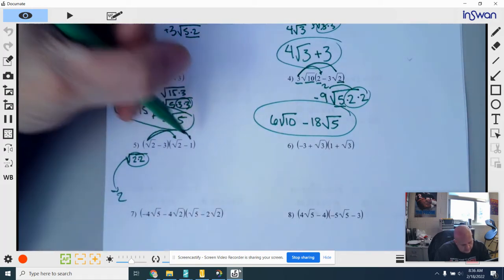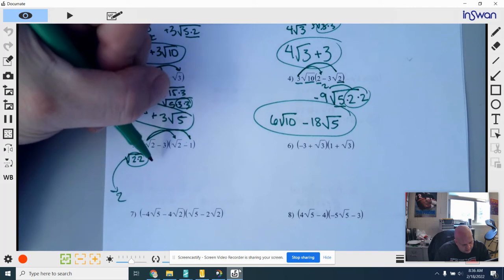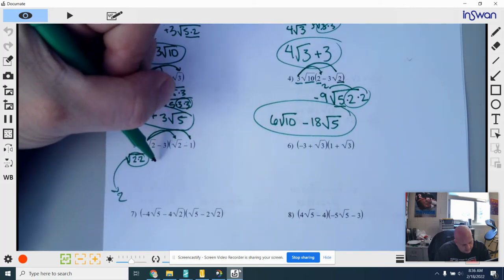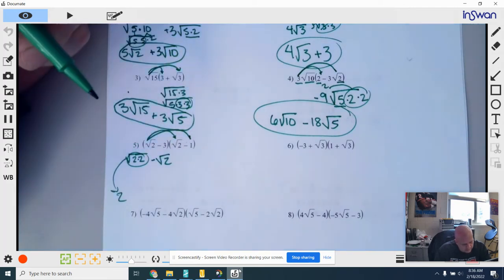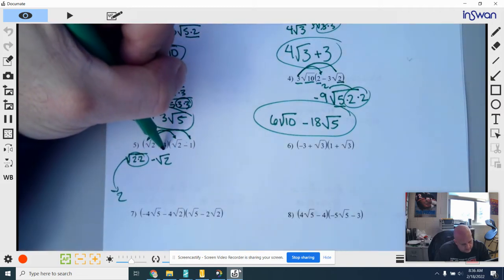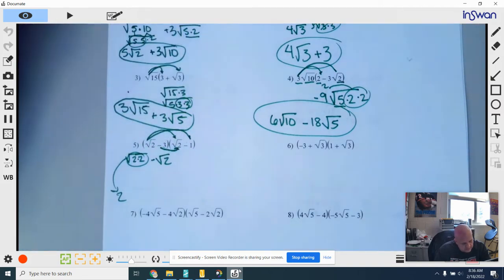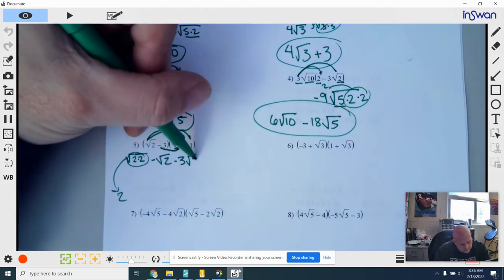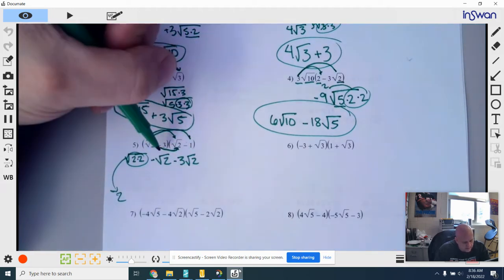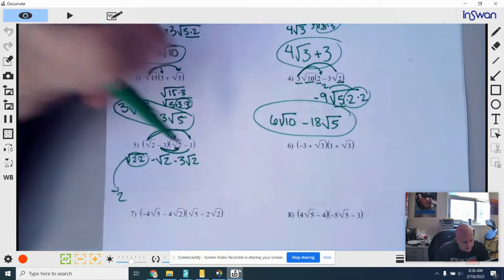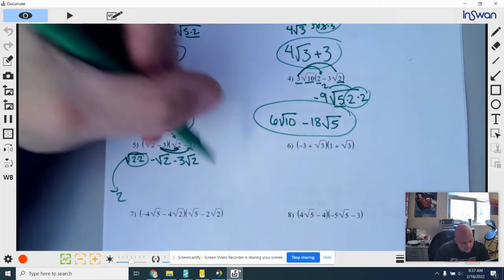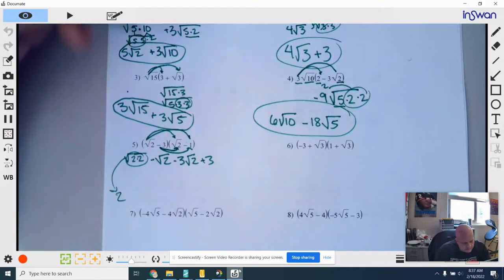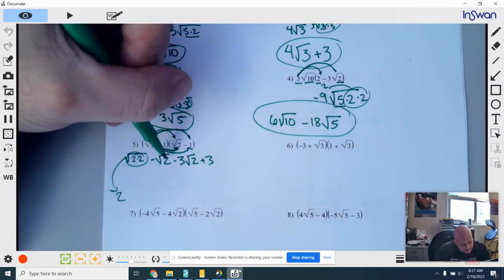Okay, then back here, square root of 2 times negative 1. Well, that's just going to be your negative root 2. And then inside, negative 3 times root 2. Well, that's negative 3 root 2. And then last, negative 3 times negative 1. That's positive 3.